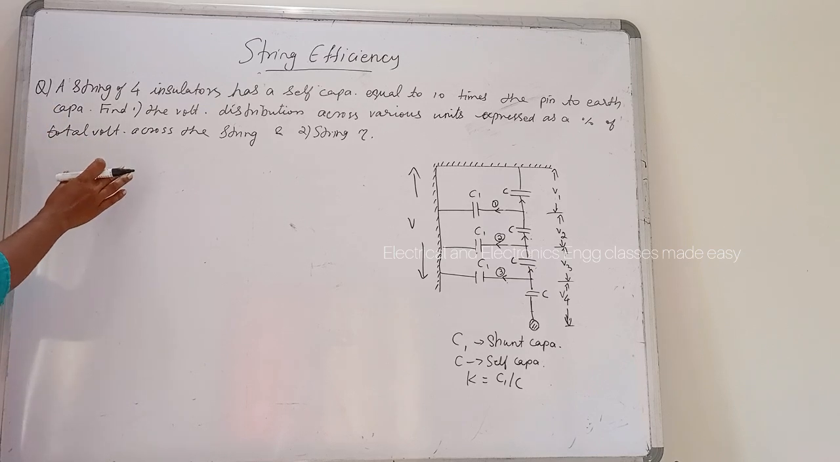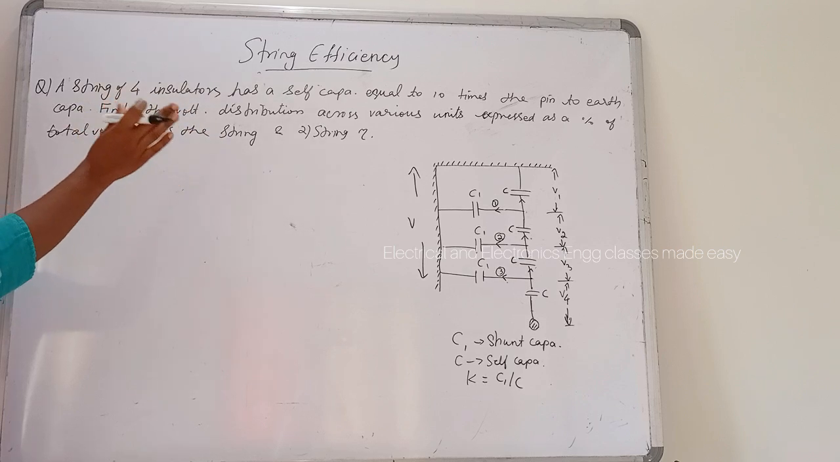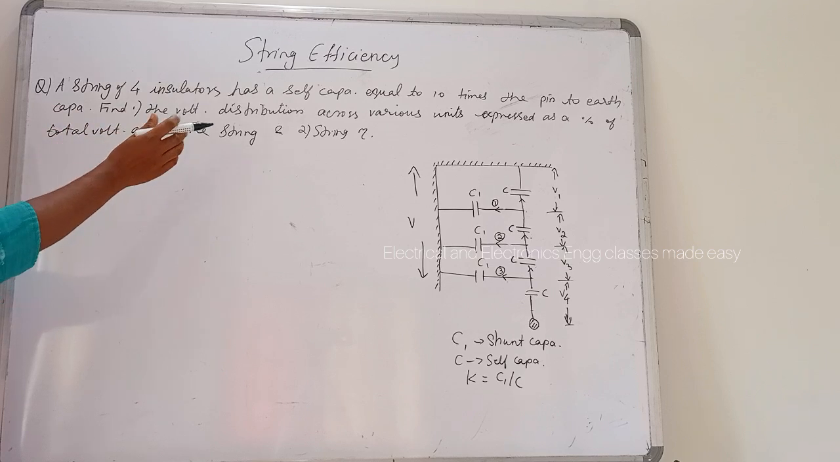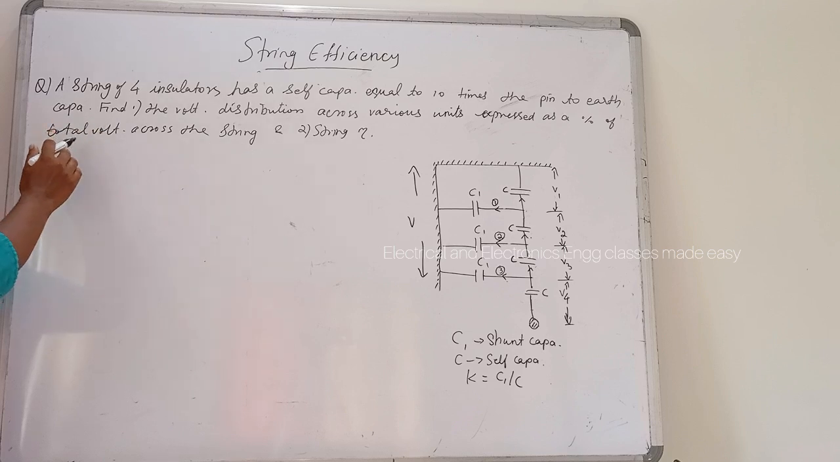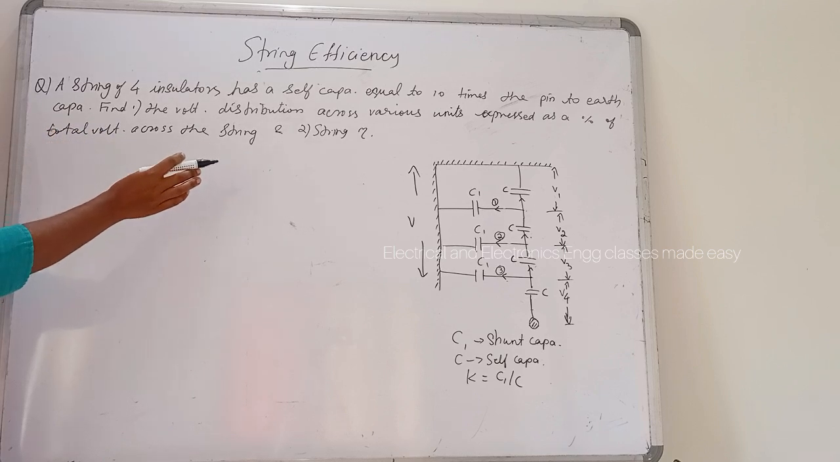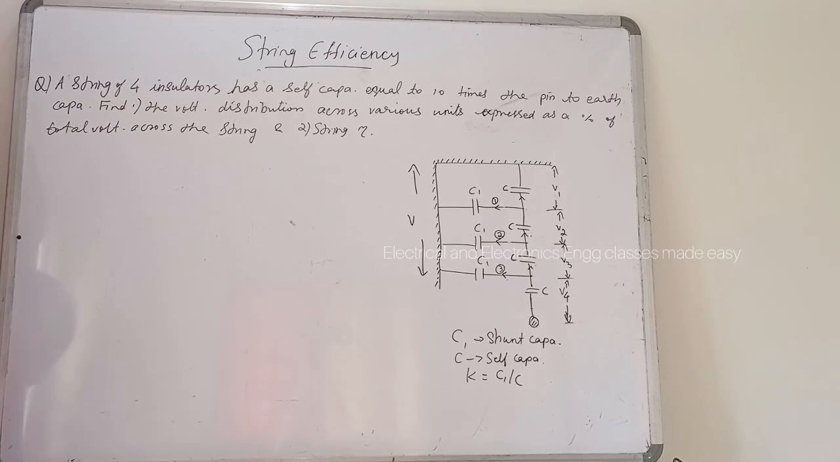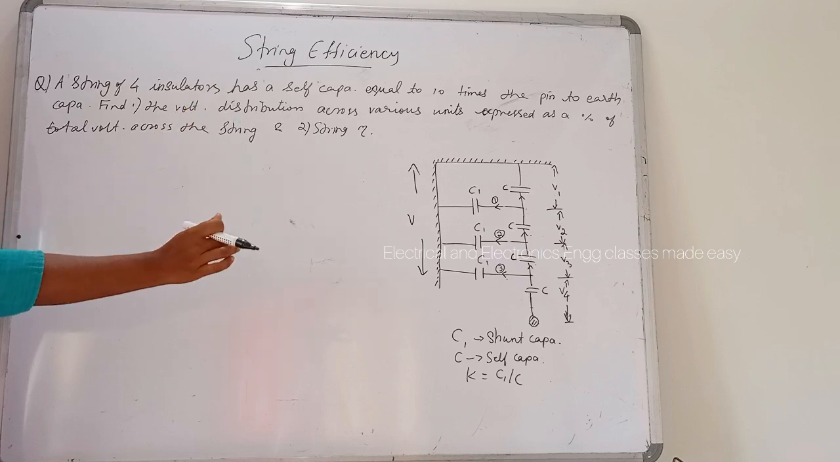A string of 4 insulators has a self capacitance equal to 10 times the pin to earth capacitance. Find the voltage distribution across various units expressed as a percentage of total voltage across the string, and the string efficiency. So here there is a string of 4 insulators. In the previous classes we have discussed 3 insulators. So here there are 4 insulators.